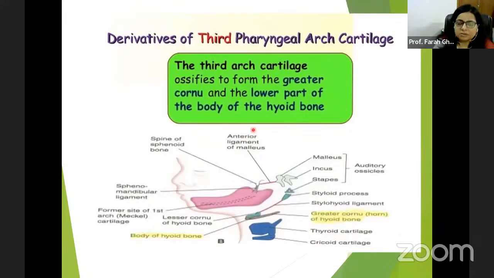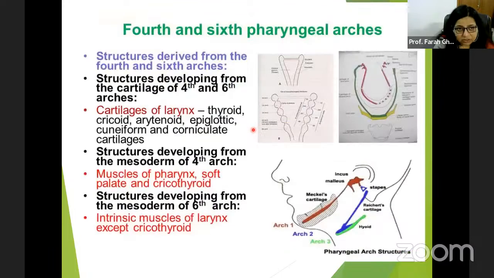Then comes the third arch. In the third arch, the nerve is the glossopharyngeal. Then we have the stylopharyngeus muscle. Only one muscle is there. Glossopharyngeal, and the muscle related to glossopharyngeal is stylopharyngeus. Right. We have the nerve, that is the glossopharyngeal, and the muscle is only one. There's no named cartilage. The bones are the greater cornu and the lower part of the body of the hyoid. That was from the third arch.